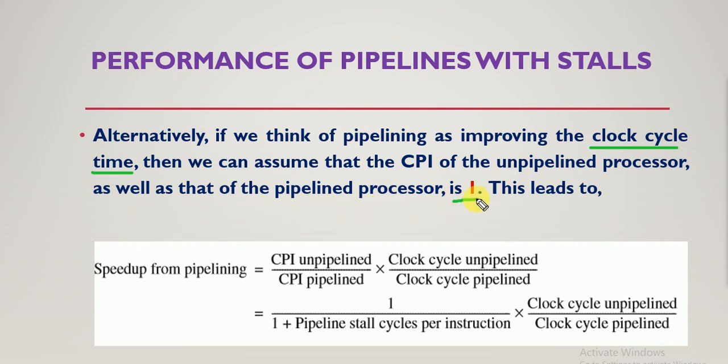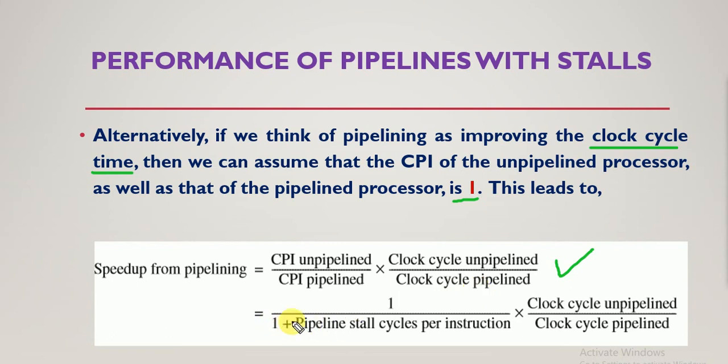We are giving this assumption for both the unpipelined processor and the pipelined processor, using the reduction in the clock cycle time. Both are considered as cycles per instruction, so the number of cycles required per instruction is assumed to be 1. So the speed up will be evaluated as CPI unpipelined to CPI pipelined, into clock cycle unpipelined to clock cycle pipelined. This is the same formula that we have mentioned before.